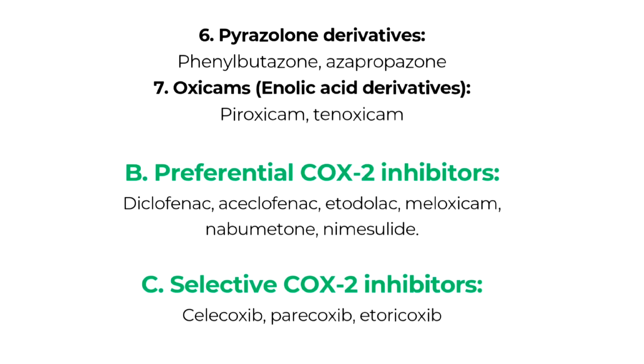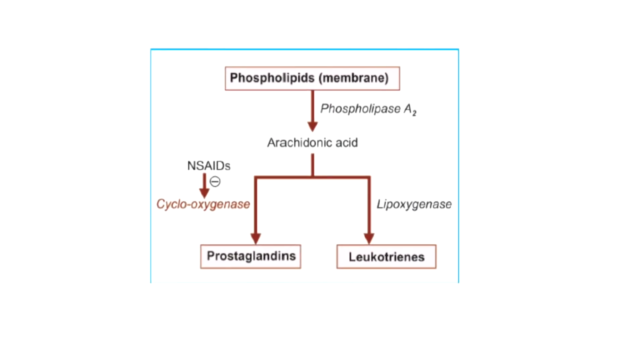Second are the preferential COX-2 inhibitors. Examples are diclofenac, aceclofenac, etodolac, meloxicam, etc. Last are the selective COX-2 inhibitors. Example celecoxib and parecoxib.